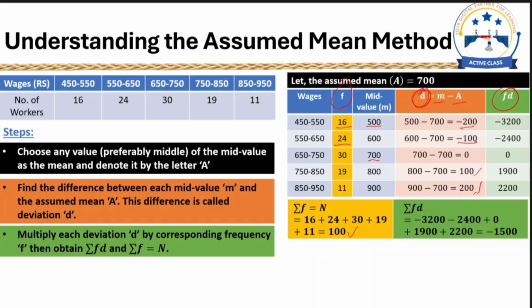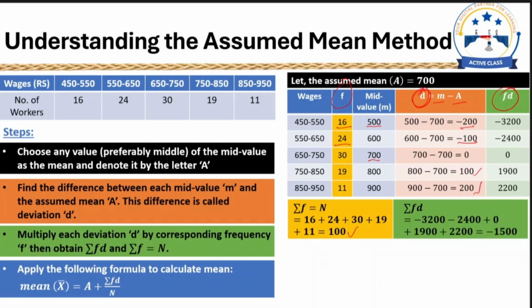And the final one, just use the formula. The formula to calculate mean in this assumed mean method is A plus summation FD by N. Here A is assumed mean. Let's do it. A, you have assumed 700. Summation FD you have calculated over here. N you have calculated over here. Just use the formula, okay?